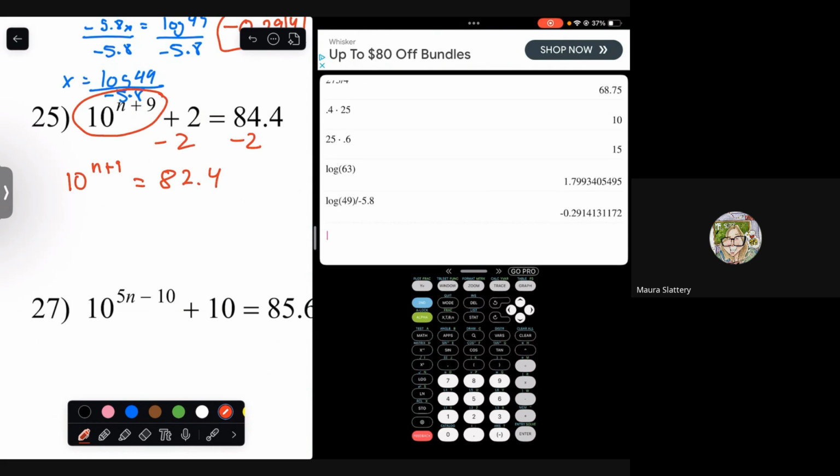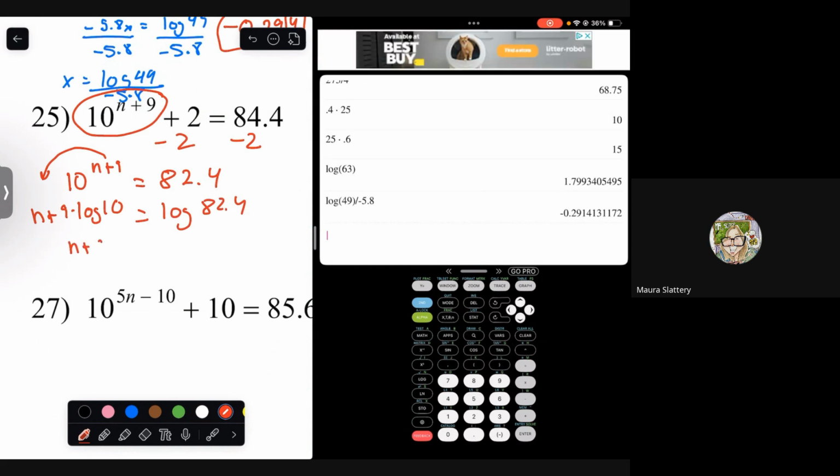All right, questions? Now we can take the log of both sides. If you've noticed, when we do this, the power comes out in front. We get log of 10, and this log of 10 becomes a 1. We all getting comfortable with that? So we get that n plus 9 is equal to log 82.4. Questions?